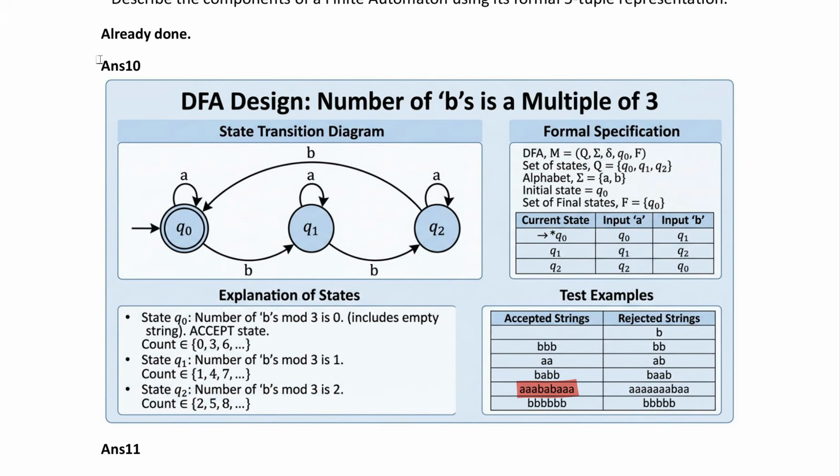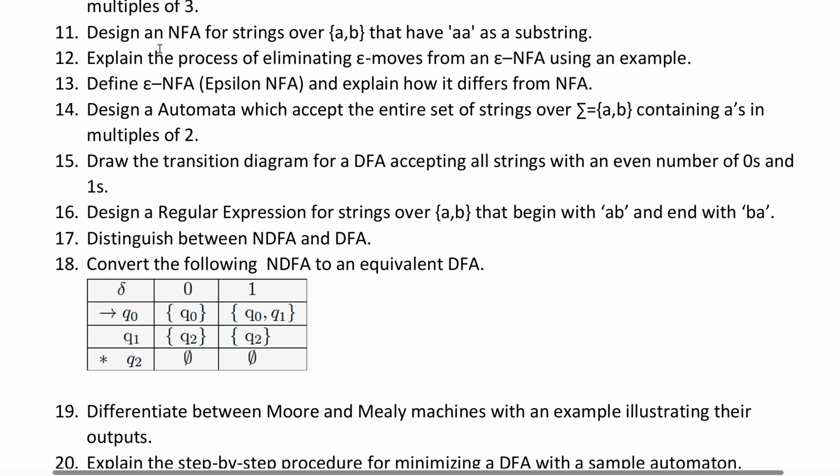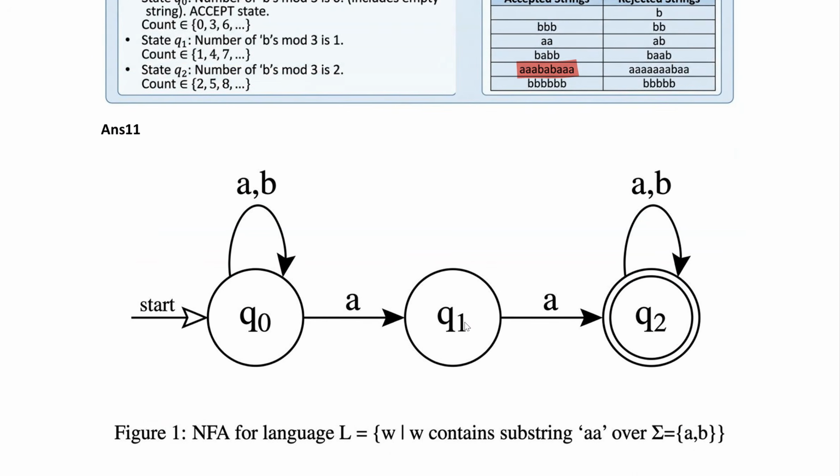Right? Now we jump to question number 11. Question number 11 says: design an NFA, that is, a non-deterministic finite automata, for strings over A, B, where A and B are input symbols, that have AA as a substring. So AA should occur as a substring. Question number 11, AA as a substring.